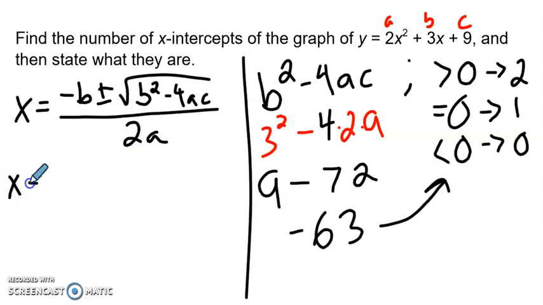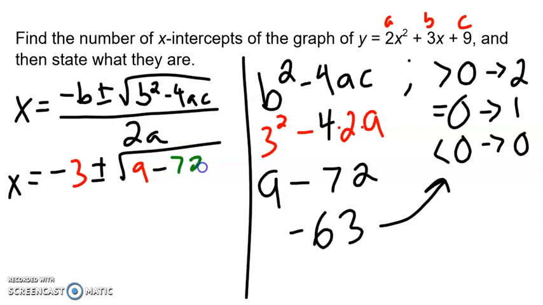So we have x is equal to the opposite of b, and b is 3, plus or minus the square root, again, of b squared, which is now 9, minus 4 times 2, which is 8, times 9, which is 72, which we found out from the other side, all over 2 times a, which is 2.